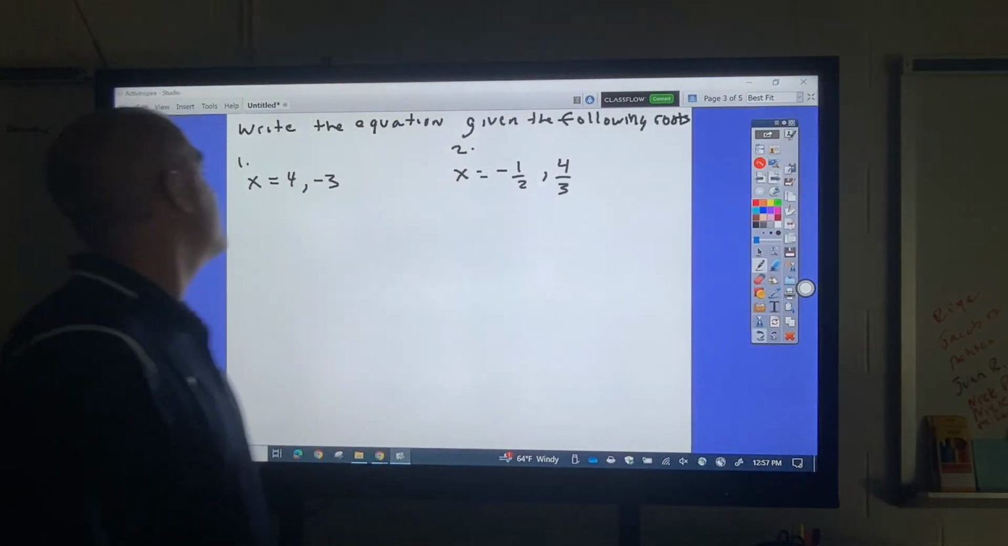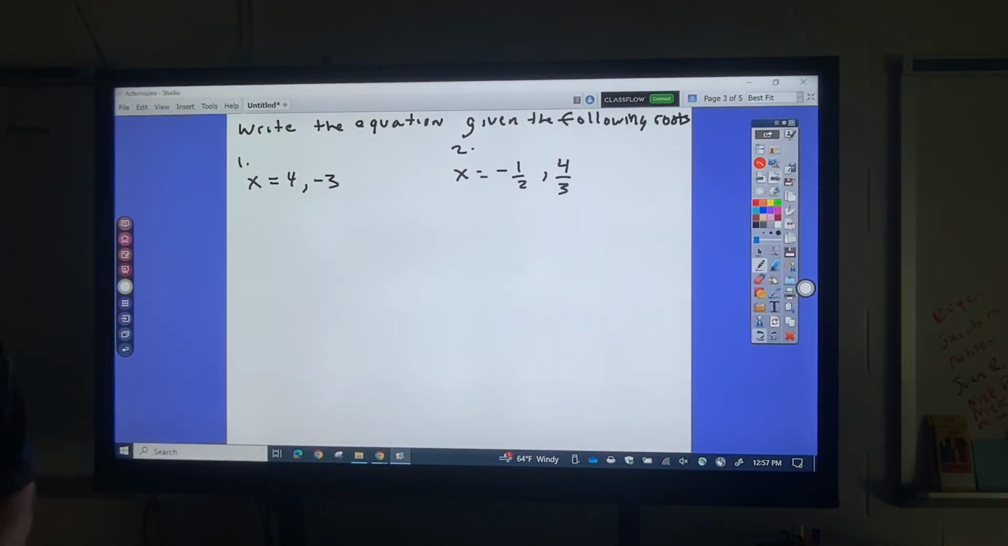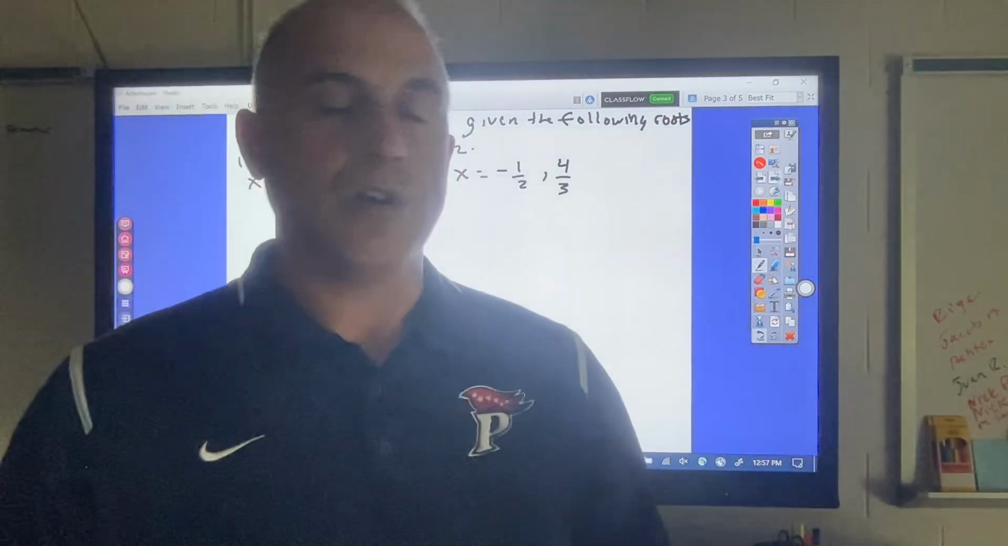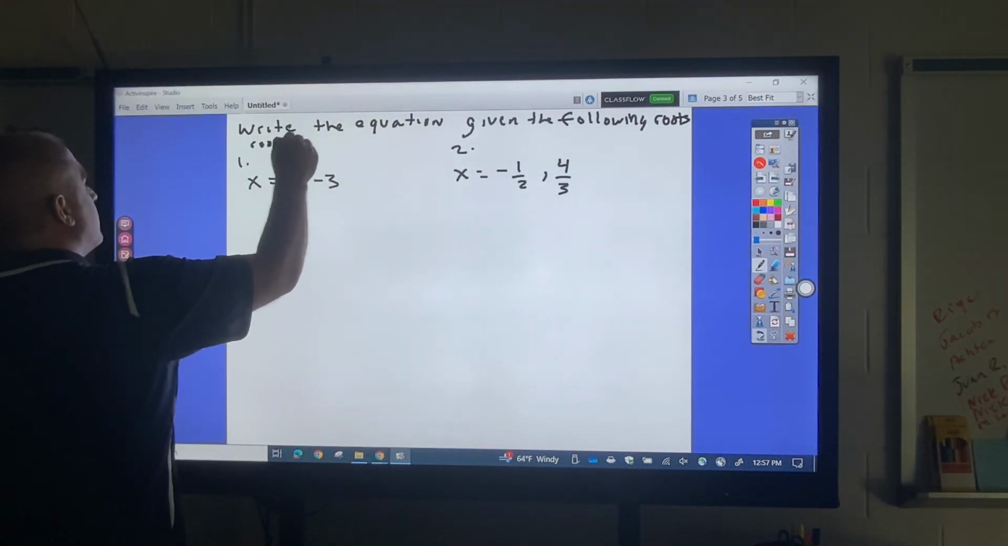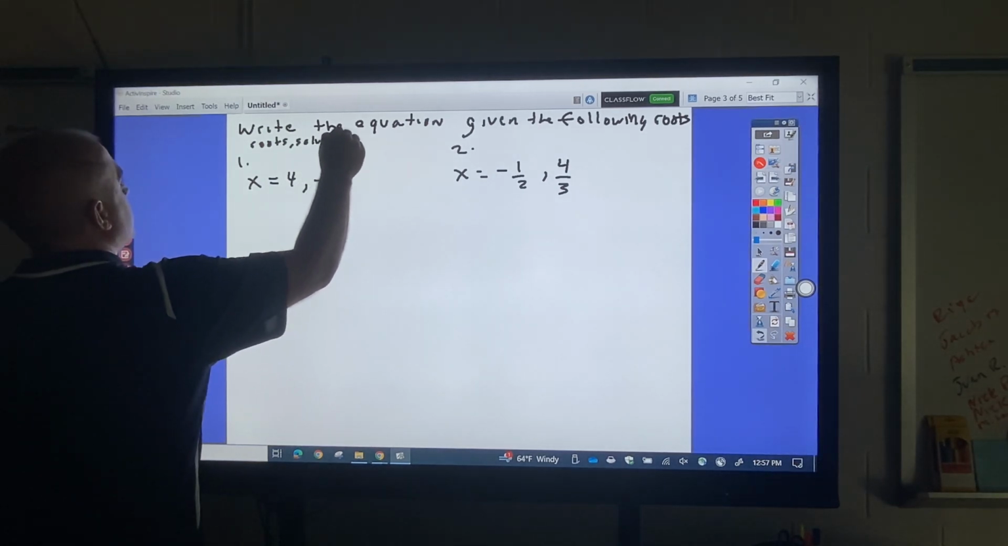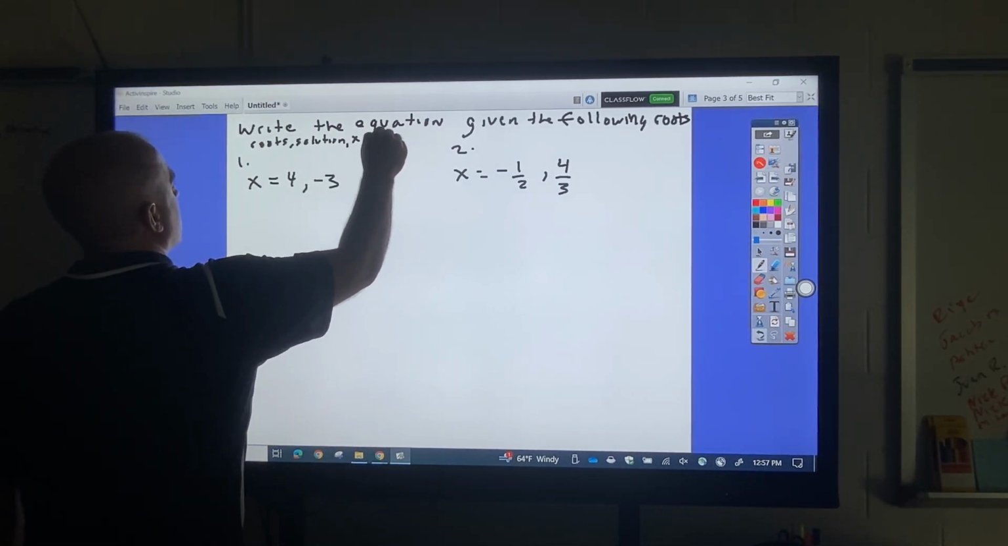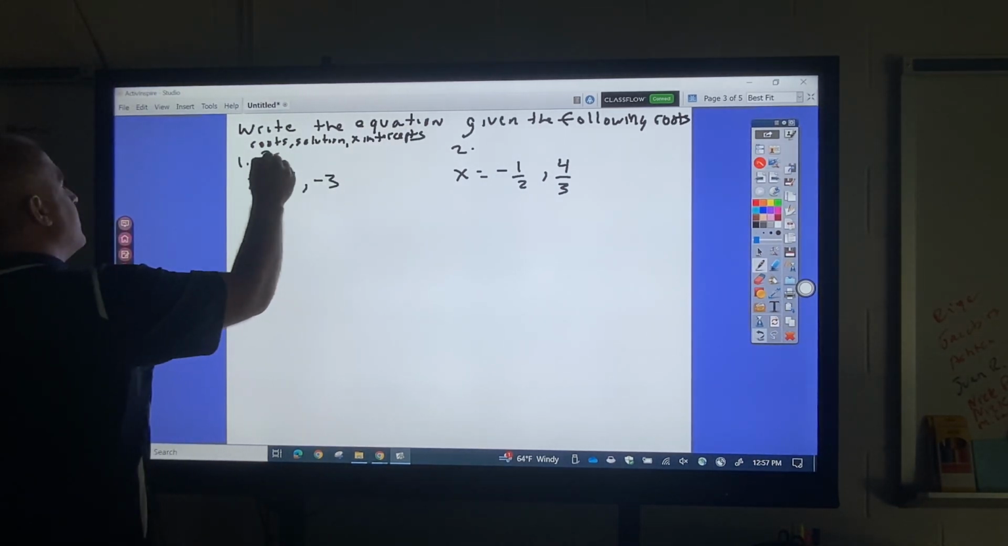All right, number 3, it says write the equation given the roots. Okay, so we talked about this before. The words roots, solutions, x-intercepts, zeros. They all mean the same thing.